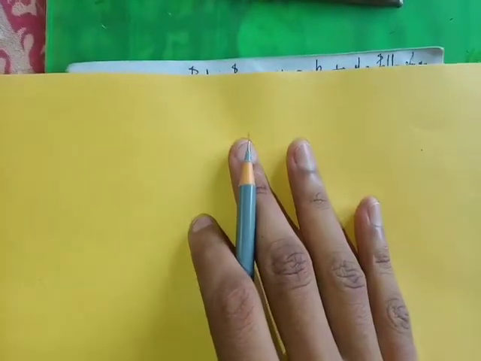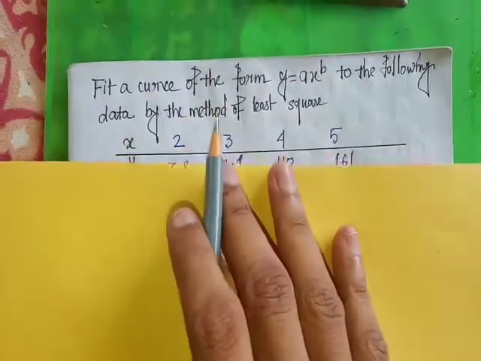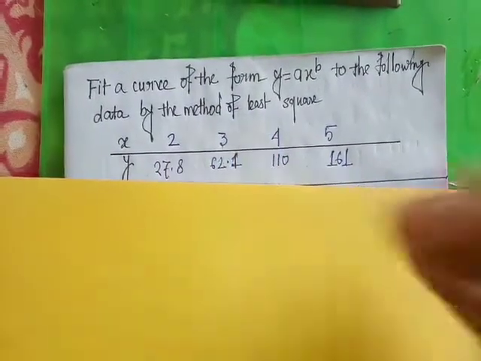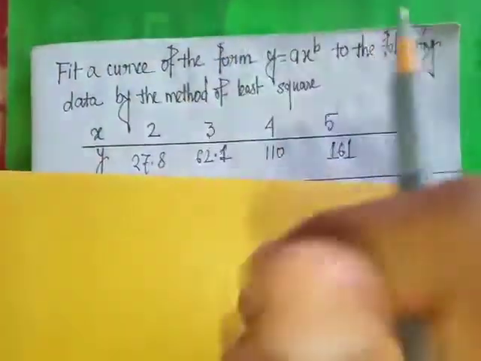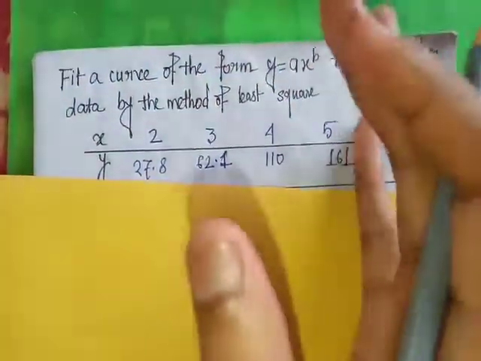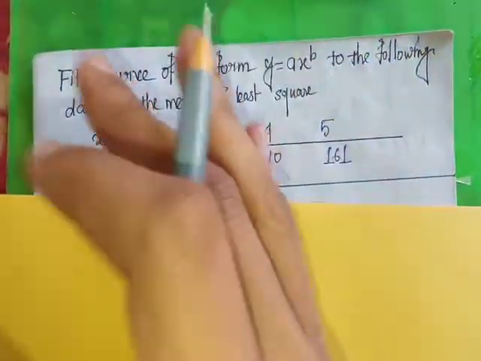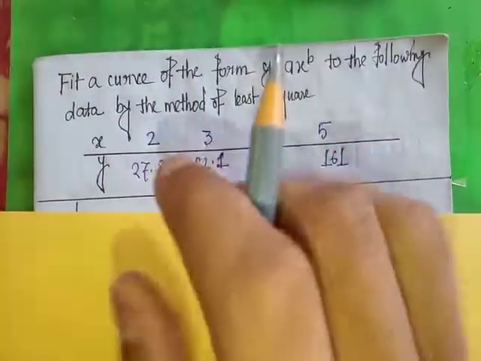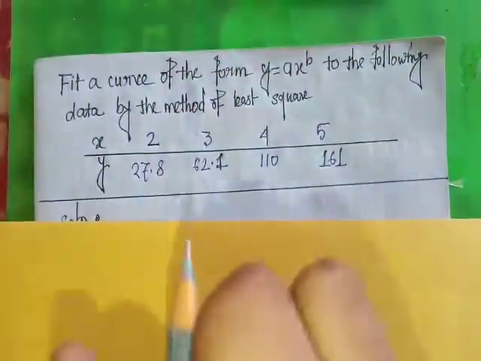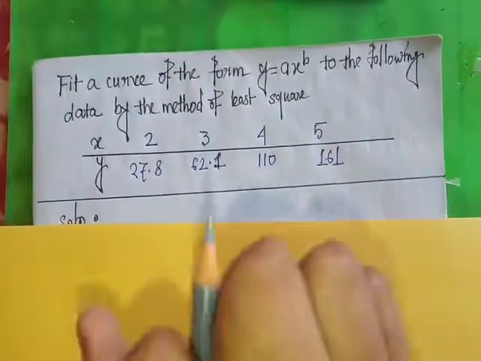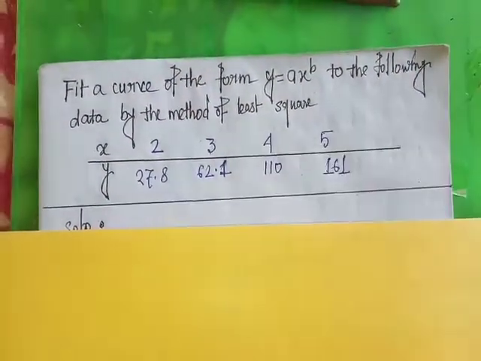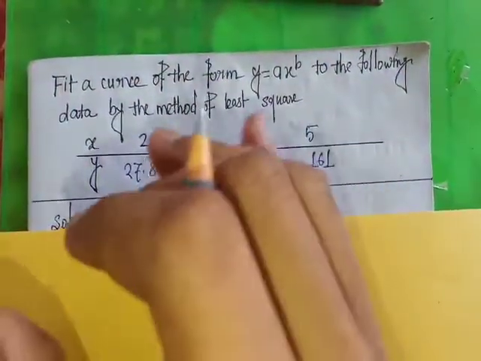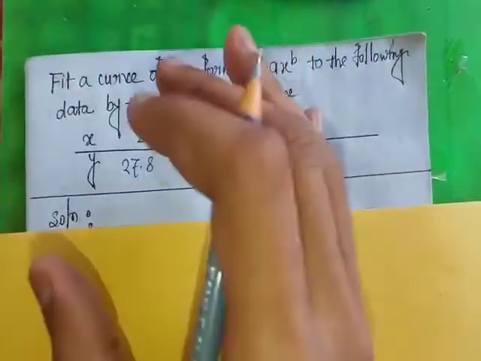Today we will discuss another type of problem by the method of least squares. That means there are some special types of functions given, and we will see how to fit them to a curve. We will construct a curve using the given data.